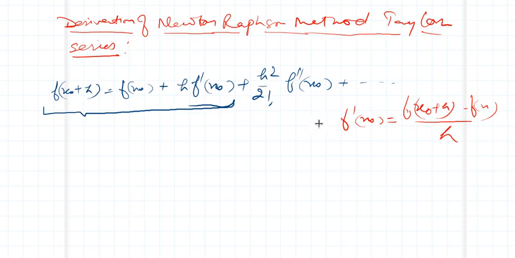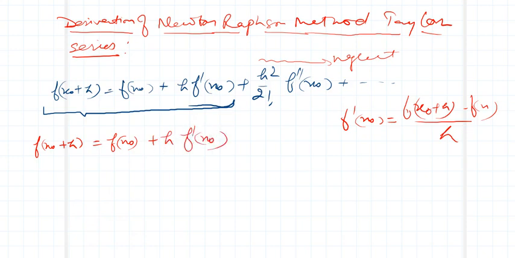हम क्या करते हैं, न्यूटन जो ये रैफसन मेथड है, to derive that what do we do? We neglect higher order terms, we neglect because they are contributing a very small part. So if I ignore these terms, then we will remain with f of x naught plus h, sorry, it's not plus but equal to, right? So it's equal to f of x naught plus h f prime x naught.